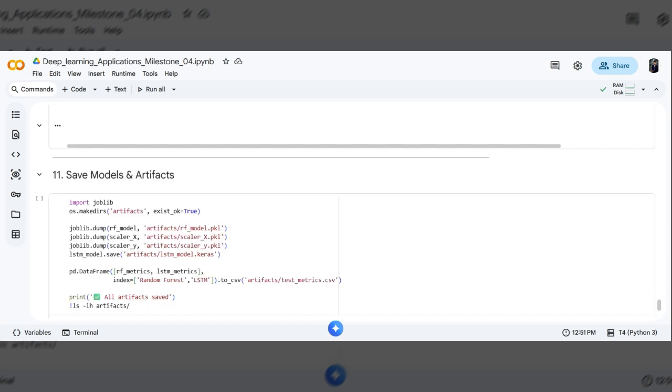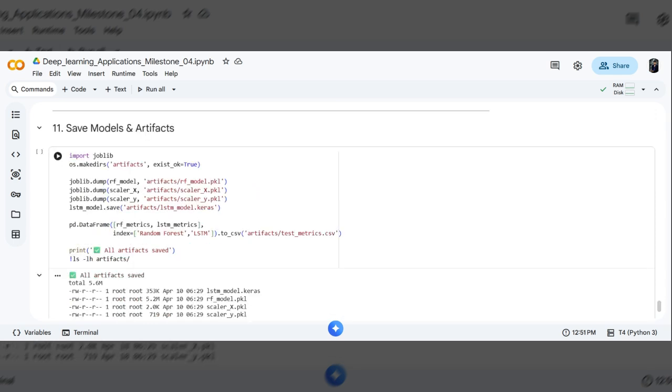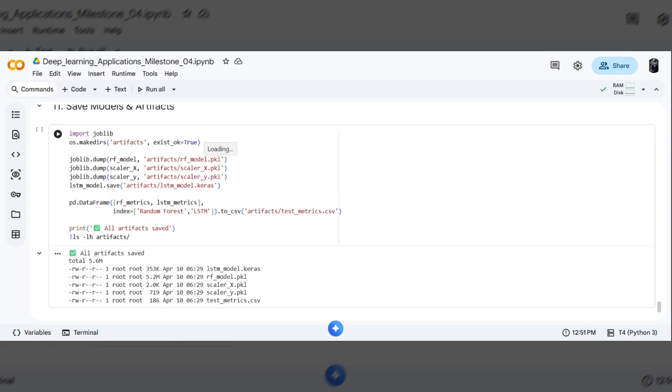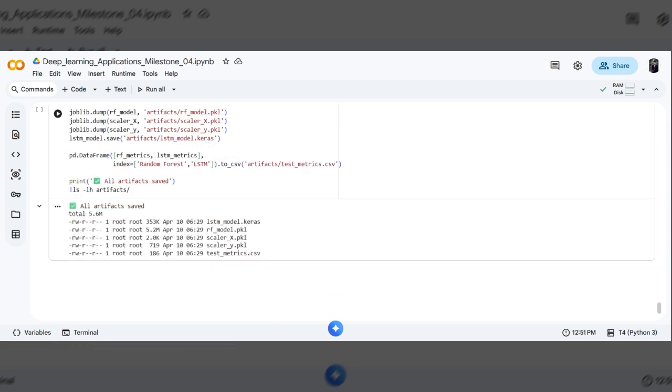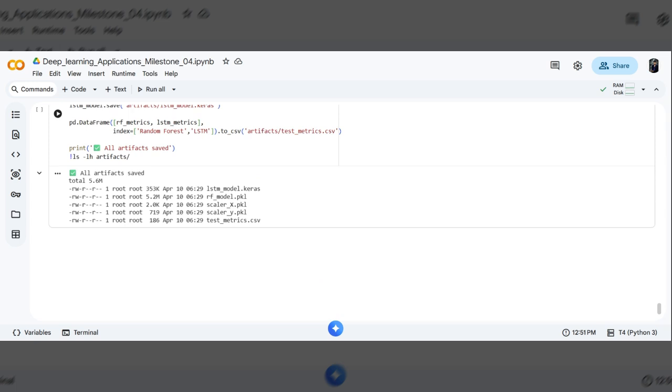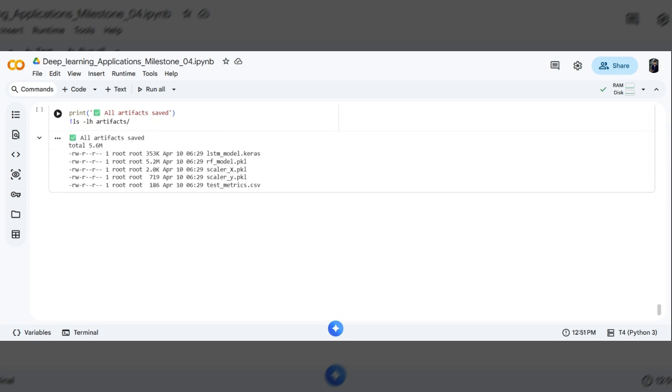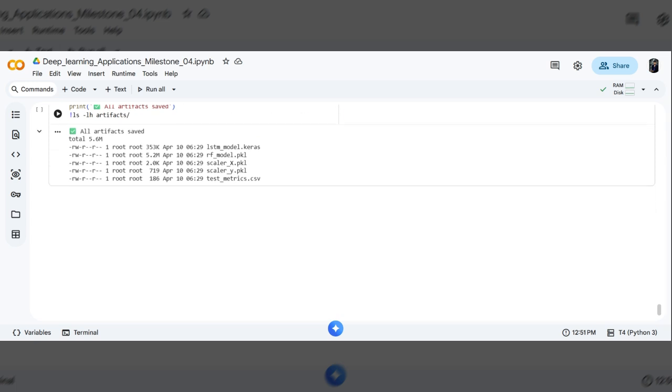Finally, saving the model. I saved the trained model and scalers using joblib. This allows the model to be reused without retraining.